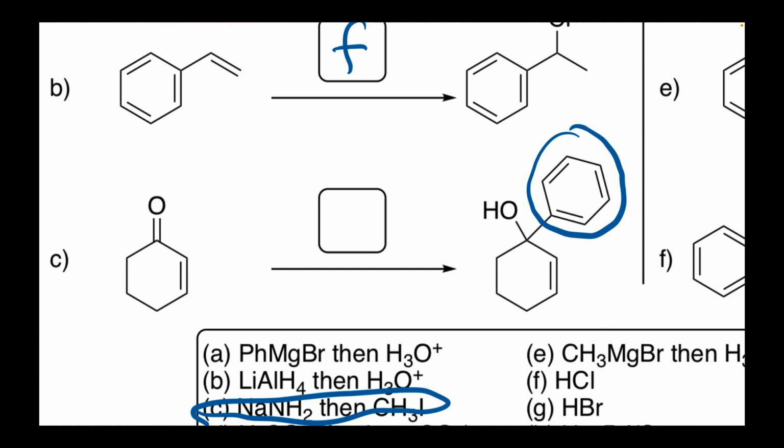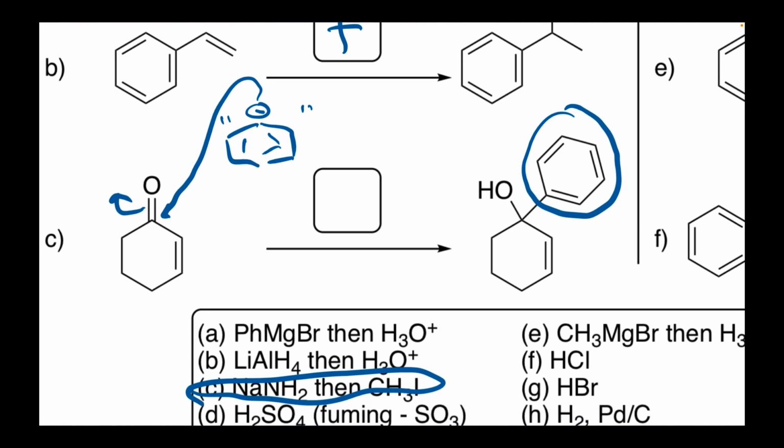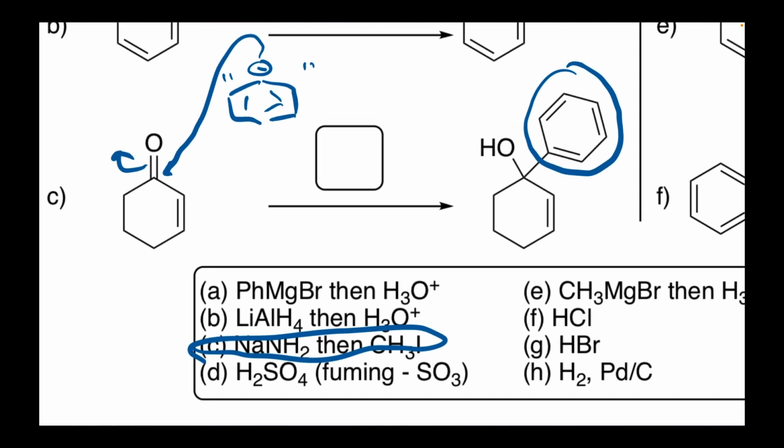An acid? Not an acid. We need the equivalent of a benzene minus, right? And so we need a nucleophile. So what do we know that is a carbon minus? This would be A. So this is the Grignard reagent.